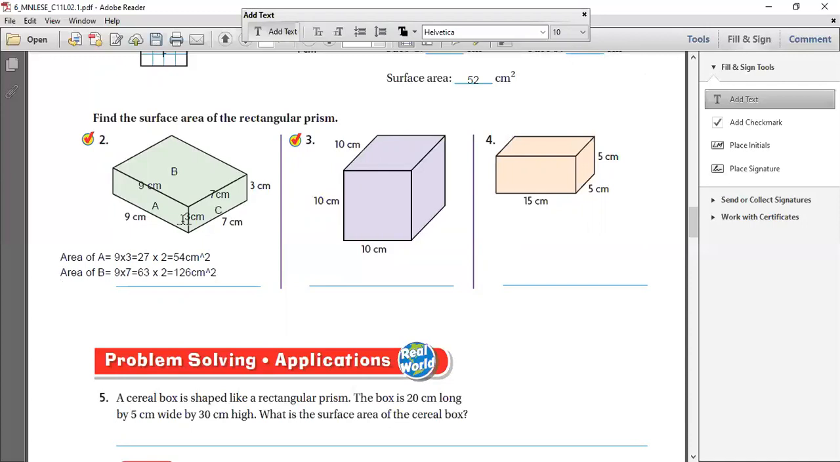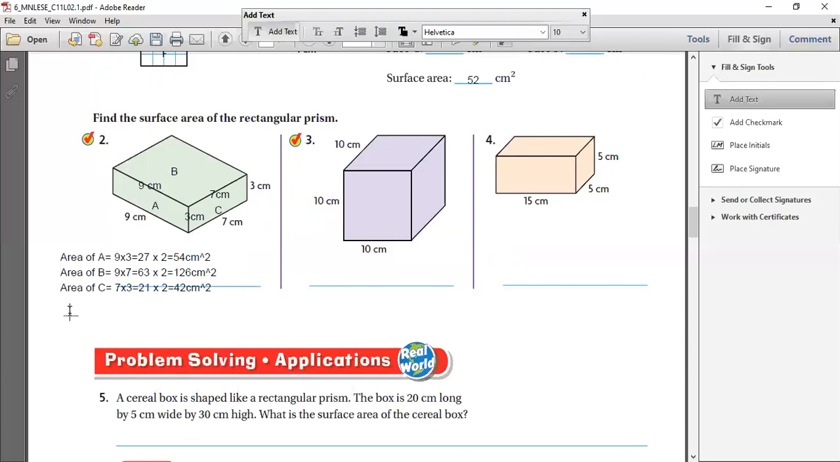Okay, now let's move to area of C. The length of C is 7. This is C. So the length is 7 and the width is 3. We multiply 7 by 3, which is 21, and then multiply it by 2 again. So that's 2 ones are 2 and 2 twos are 4, 42 square centimeter.